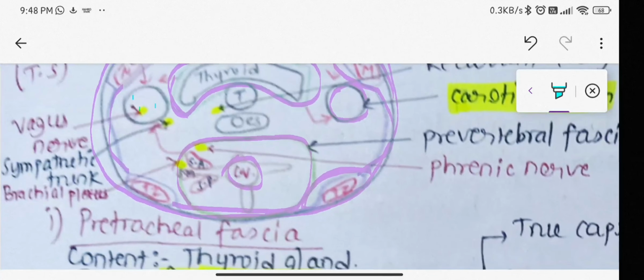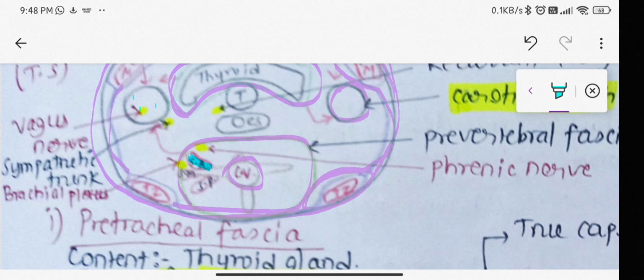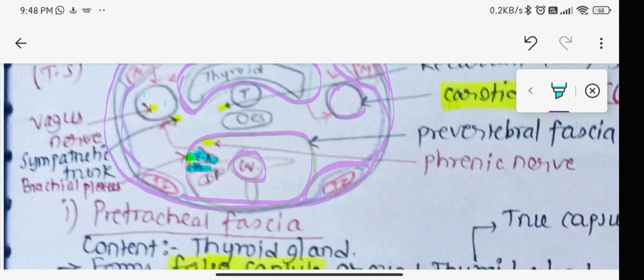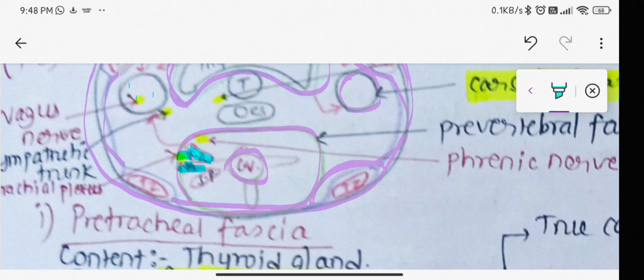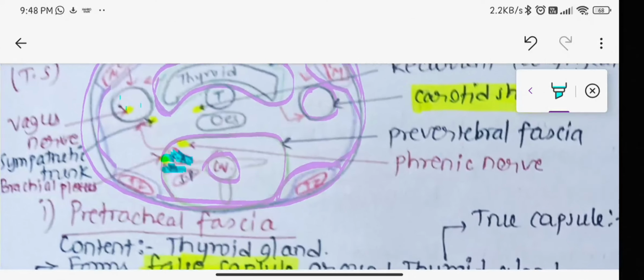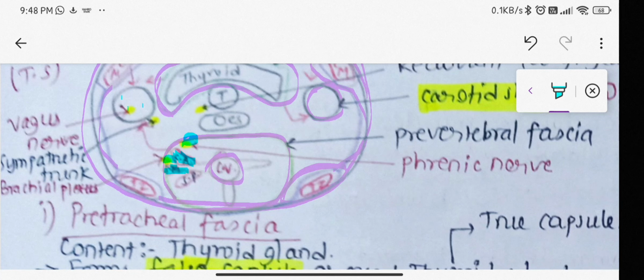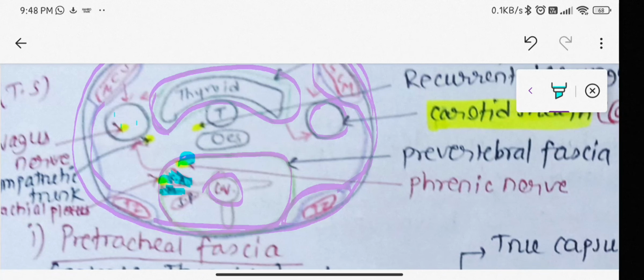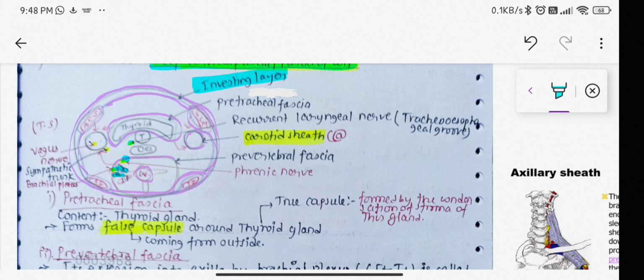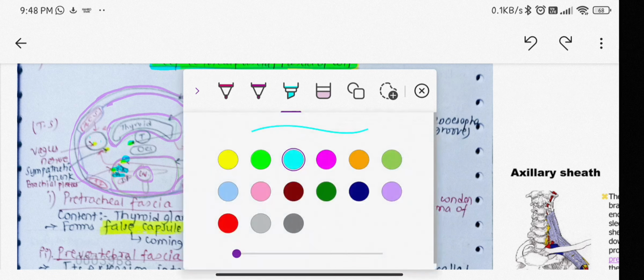Similarly, this is scalene anterior and this is scalene medius muscle. Between these two muscles there is the brachial plexus, and just anterior to the scalene anterior muscle there is an important nerve, the phrenic nerve. Similarly, in between the trachea and the esophagus there is the recurrent laryngeal nerve, and that is present in the tracheoesophageal groove.